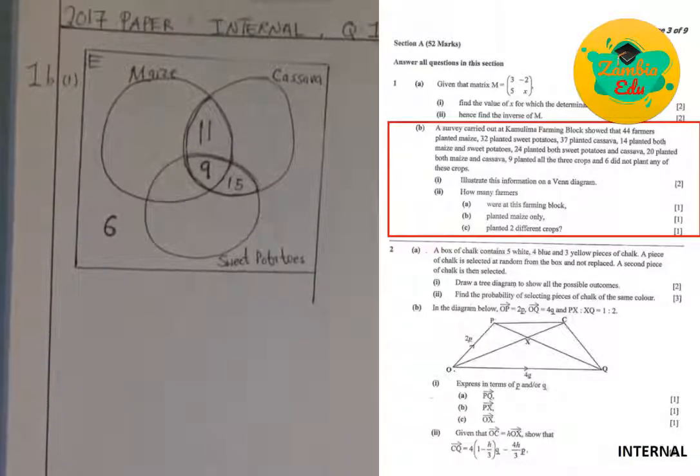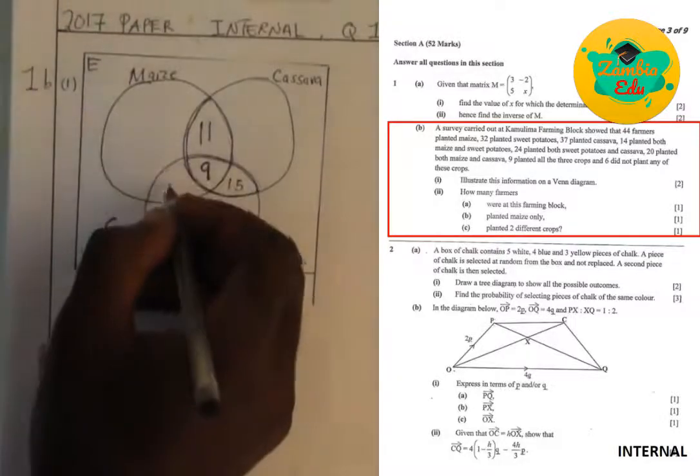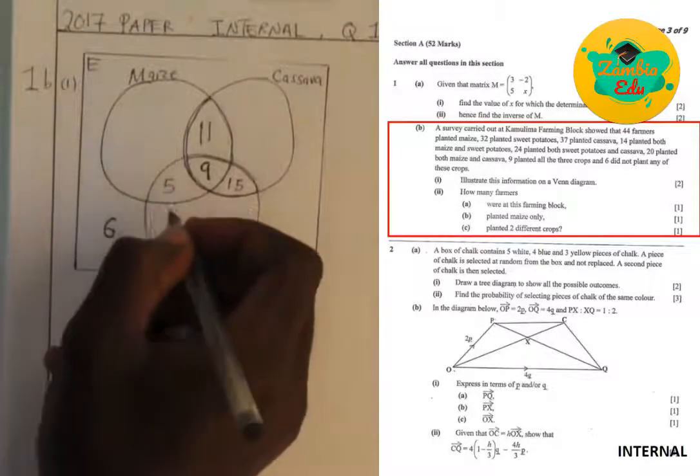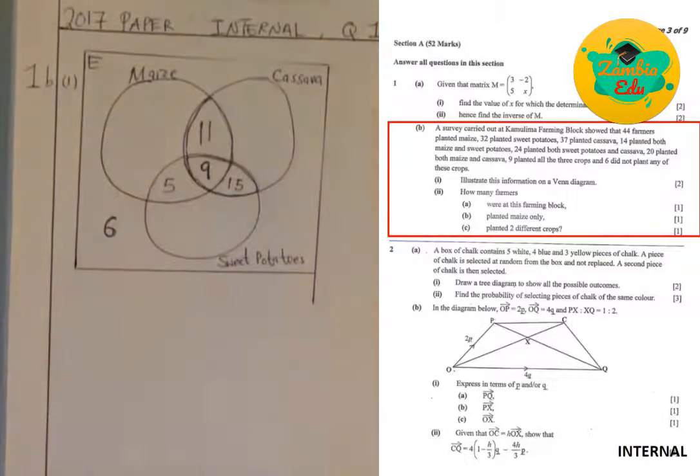And then we now move on to finding out the intersection for maize and sweet potato. According to the question, we've been told that 14 planted both maize and sweet potato. So there we do 14 take away 9 and we get our answer being 5. So that's what we get on the intersections.